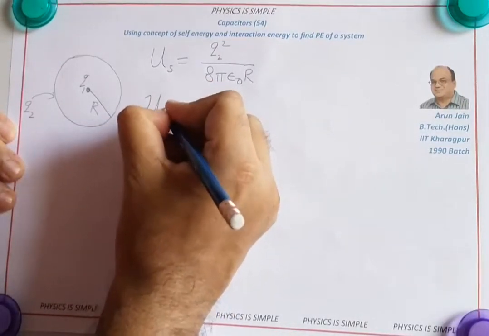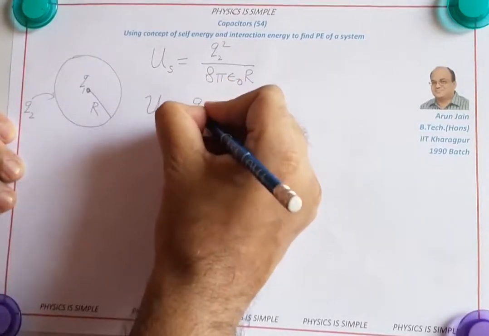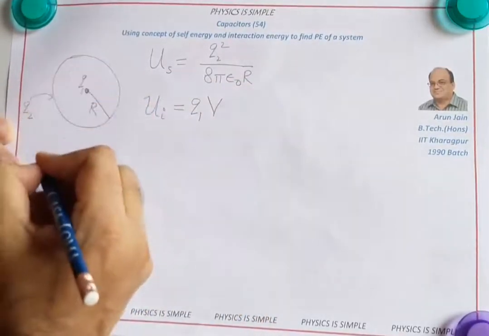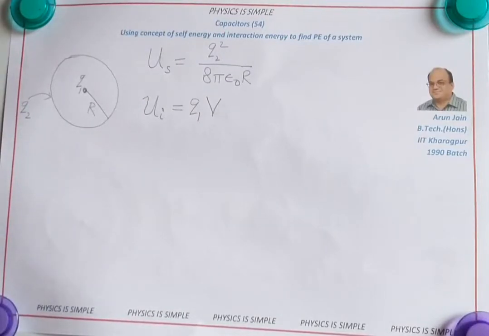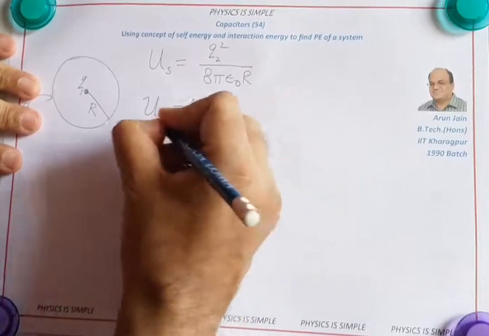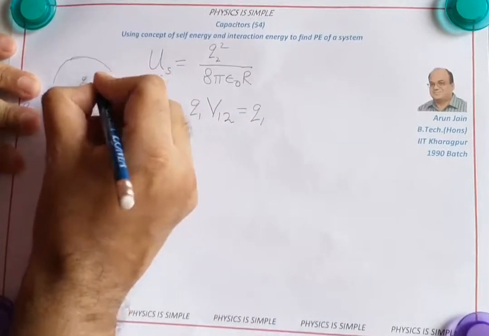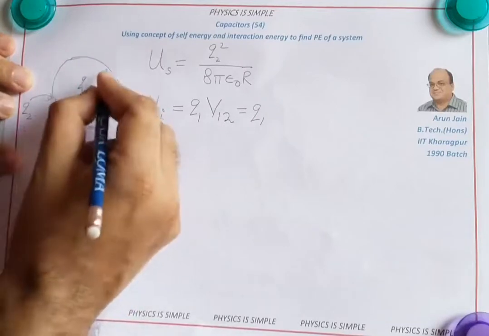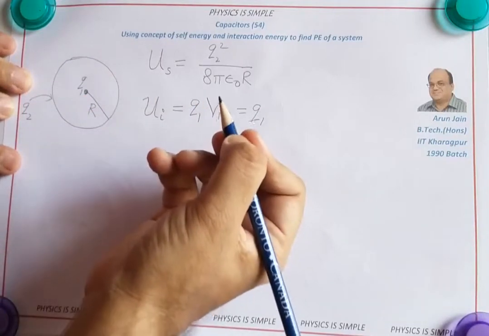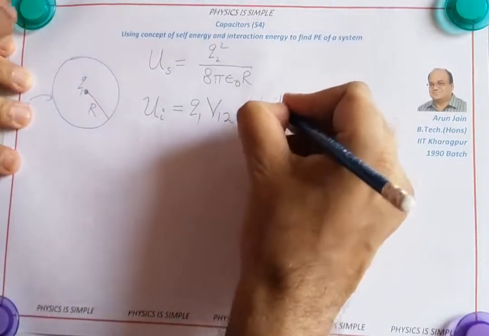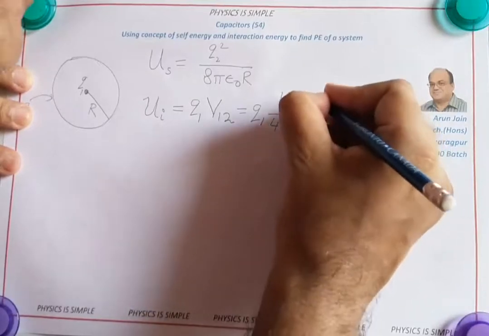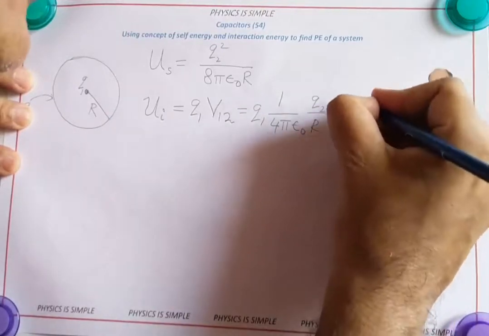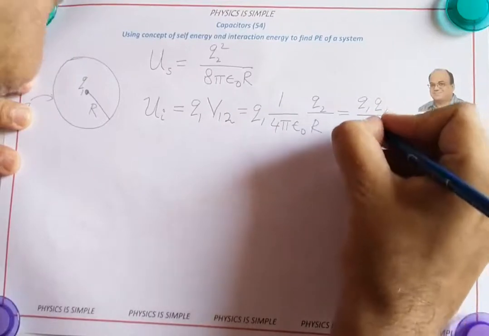Interaction energy is given by any charge, let us take Q1, multiplied by the potential created by the other charge at this point. So Q1 into V12, so V at 1 due to 2. Now Q1 is Q1, and the potential created by Q2 at Q1: a thin spherical shell, inside is an equipotential and the potential is equal to the potential at the surface. So this will be given by 1 by 4 pi epsilon naught Q2 by R. So therefore, the interaction energy comes out to be Q1 Q2 by 4 pi epsilon naught R.